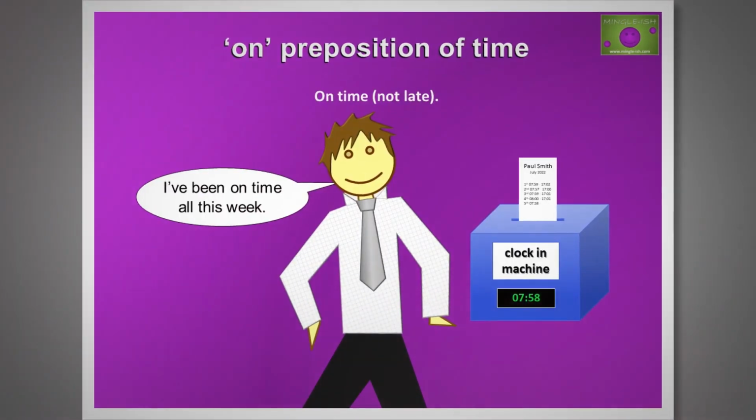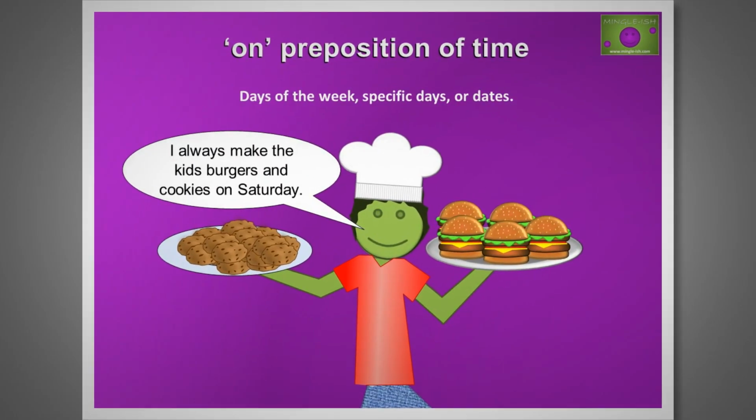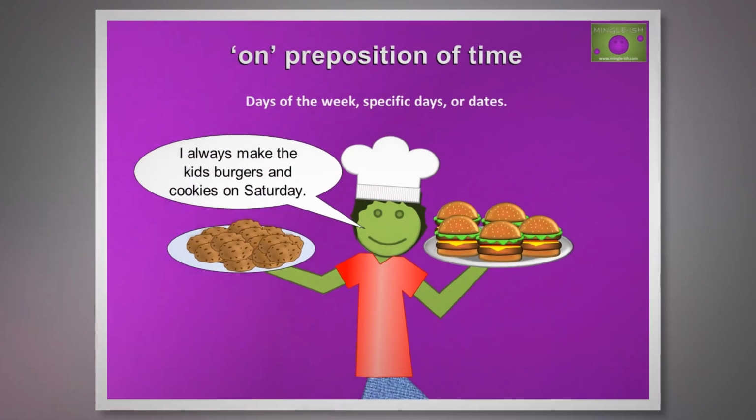We use "on" as a preposition of time in the phrase "on time", which means not late. I've been on time all this week. For days of the week, specific days or dates: I always make the kids burgers and cookies on Saturday.